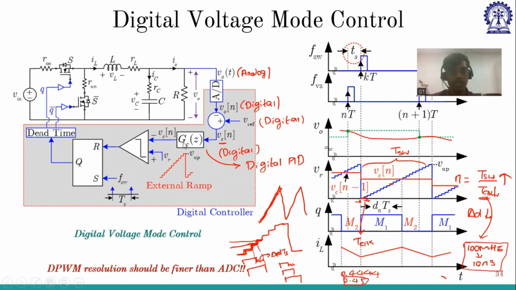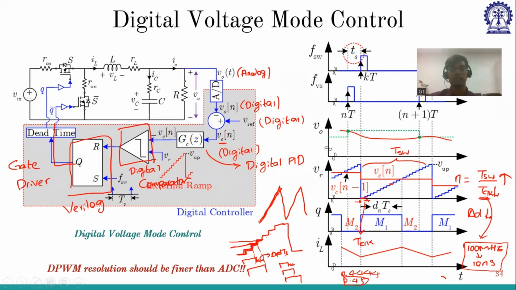And now this is being compared. Again, this is a digital comparator. And this is a digital flip-flop, which we will be writing in Verilog. And the output will be going to the gate driver circuit, and it will generate the pulse.